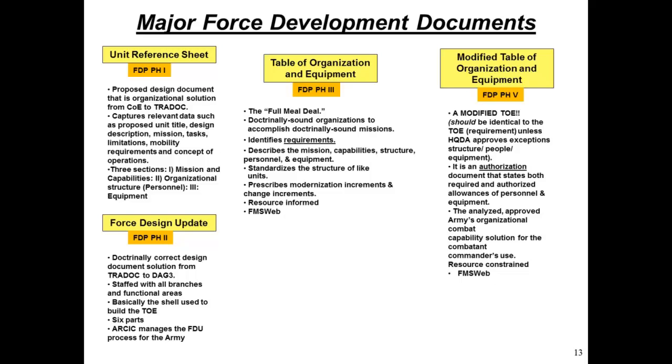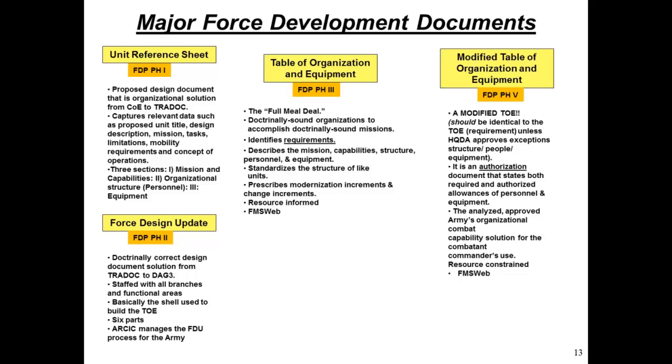Then you would also have the force design update in phase 2 of the force development process. The FDU is now putting a little bit more meat on the bones. It has 6 parts, and the URS becomes one of those parts, but it gives more detail about what the unit should look like and what the unit should do. Then the first doctrinal look is in phase 3, the table of organization and equipment, the TOE, the full meal deal.